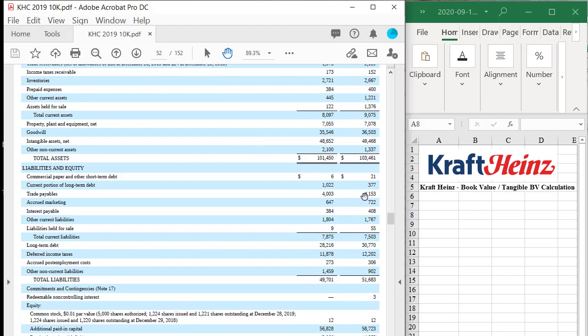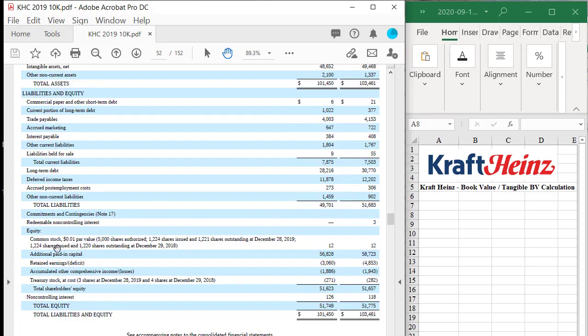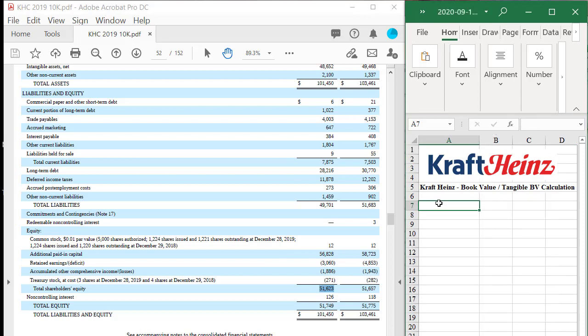But here's the Kraft Heinz consolidated balance sheet. Very simply, we can find here in the liability section the stated amount of total equity. Now you can either grab this total equity figure, which includes the minority interests or non-controlling interests, or you can grab this one right here, which is just the equity that would represent the public shareholder. I tend to use this figure right here, so we'll plug that into our spreadsheet.